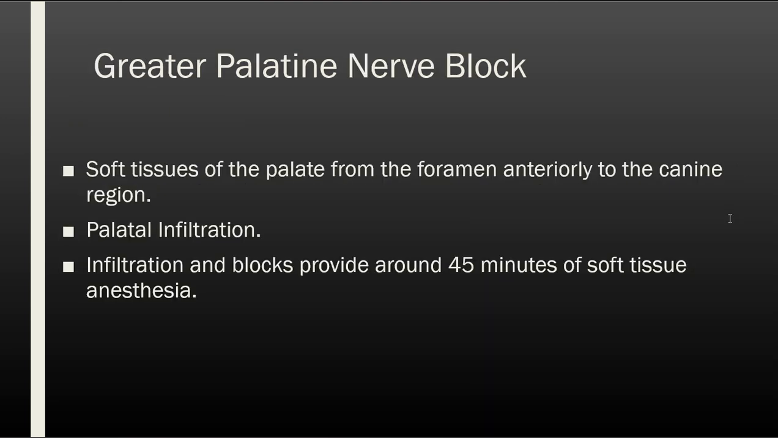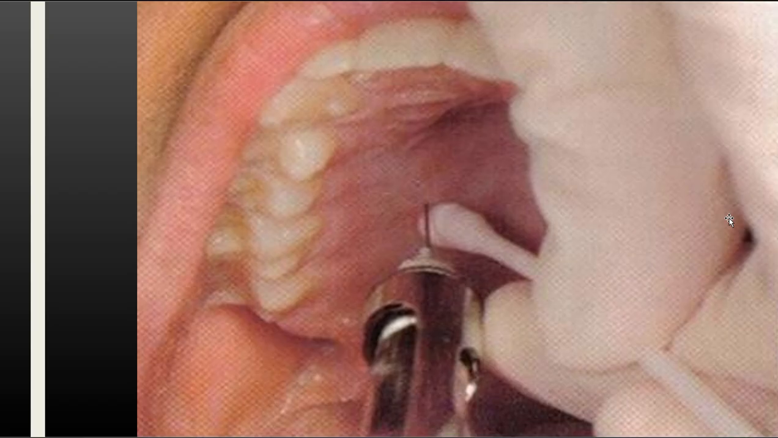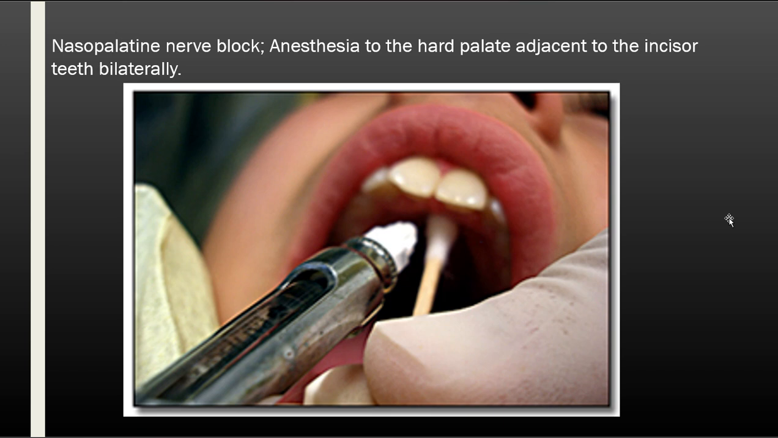So the greater palatine, soft tissues from the palate to the foramen anteriorly to the canine region, we can go for palatal infiltration and it gives us around 45 minutes of anesthesia. Now here we can give anesthesia. Now this is quite painful, so we can put a cotton Q-tip at the area to numb it before we anesthetize, or we can go with the back of the mirror, applying pressure for a few seconds and then insert our needle. The nasopalatine for the incisors and the canines.